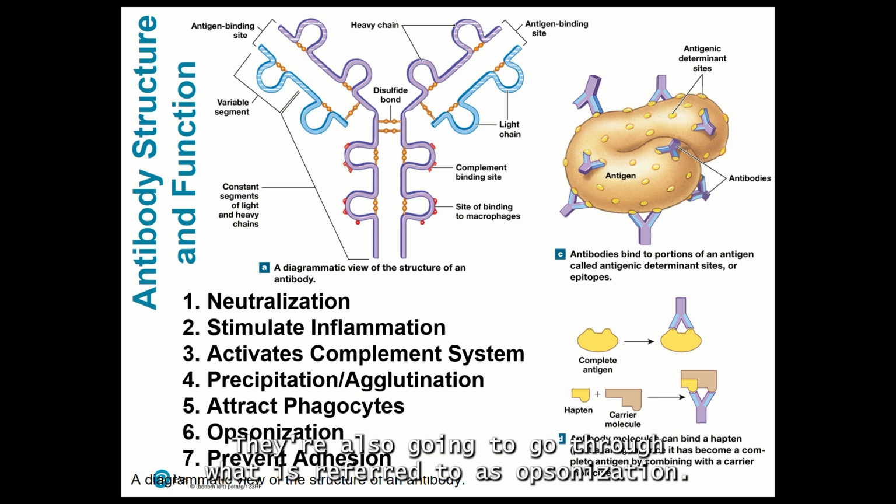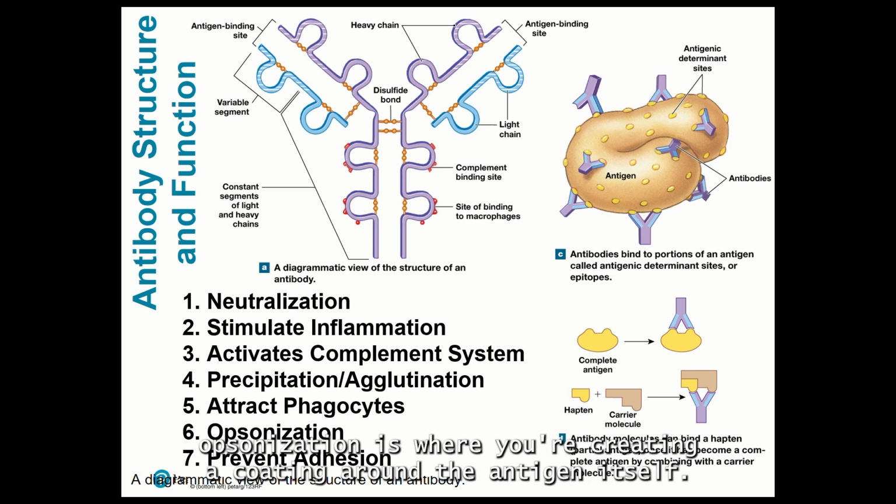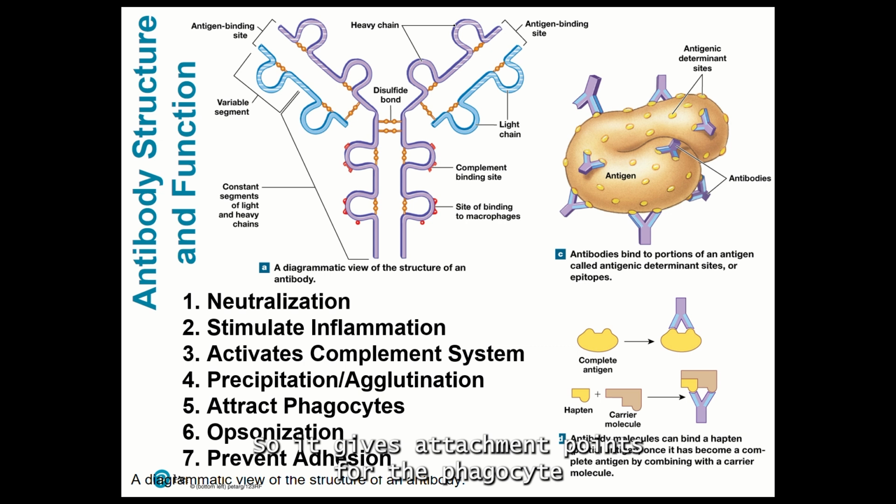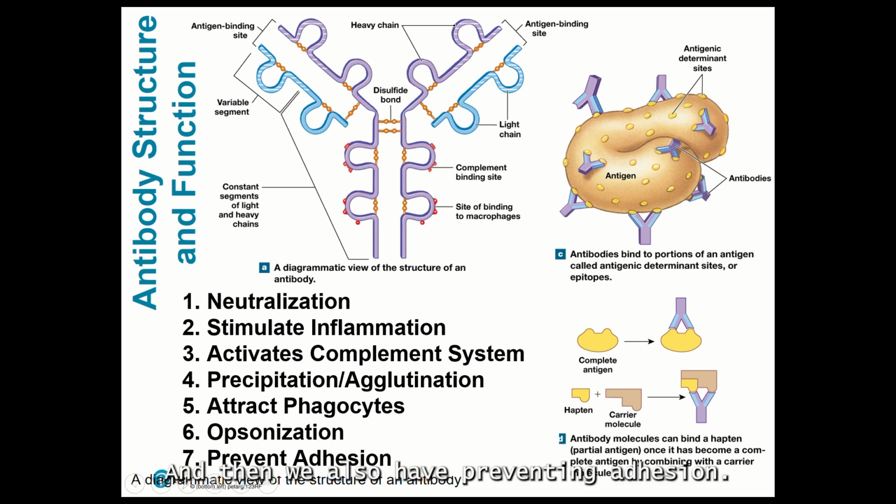They're also going to go through what is referred to as opsonization. Opsonization is where you're creating a coating around the antigen itself, and as you do that, that actually makes it easier for the phagocyte to engulf it. So it gives attachment points for the phagocyte to increase its efficiency through the phagocytic process because the antibodies are there. And then we also have preventing adhesion.